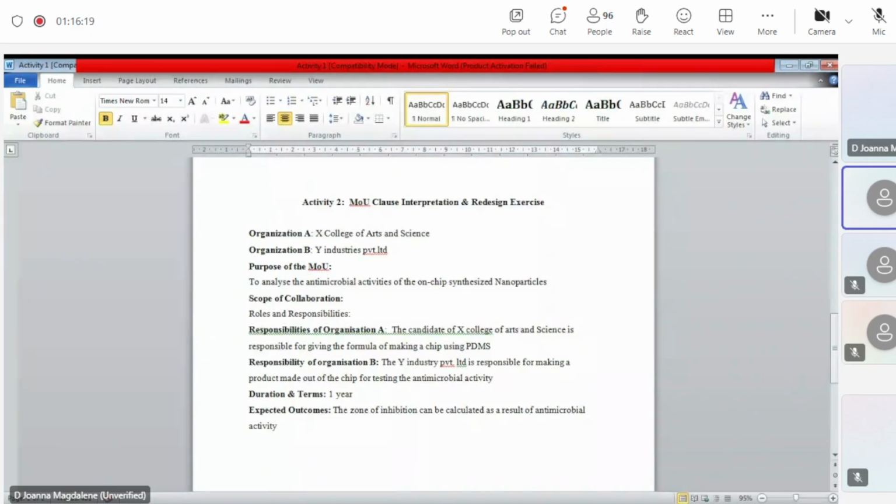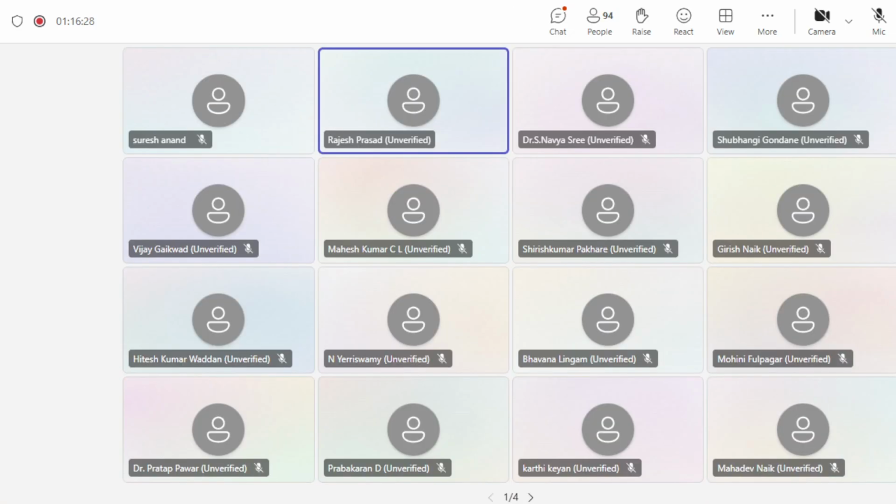Okay. Anybody has any reflections on Dr. D. Joanna's activity, or anything? Any reflections on this? Dr. Suresh Babu, are you there? Yes, sir, I'm there. So we are anticipating your reflections on Dr. D. Joanna's activity on MOU.